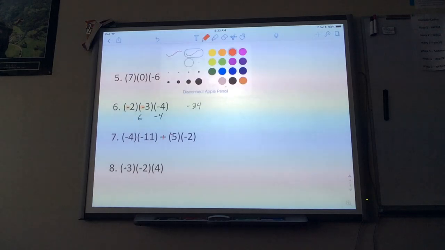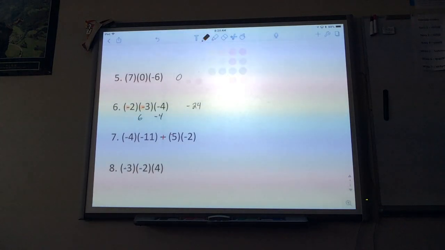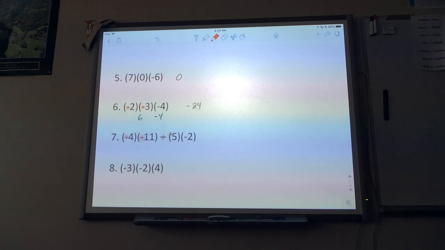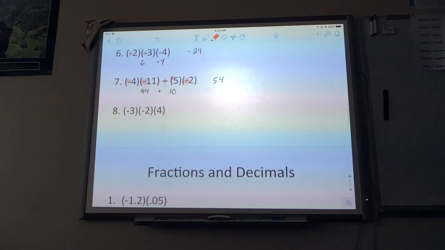Okay? So now we can multiply because PEMDAS tells us to do that. So those negatives cancel and those negatives cancel. 54. Yep, 44 plus 10, 54. Okay, positive or negative answer on number 8? Positive, because these two cancel. So then that's just 6 times 4 is 24.